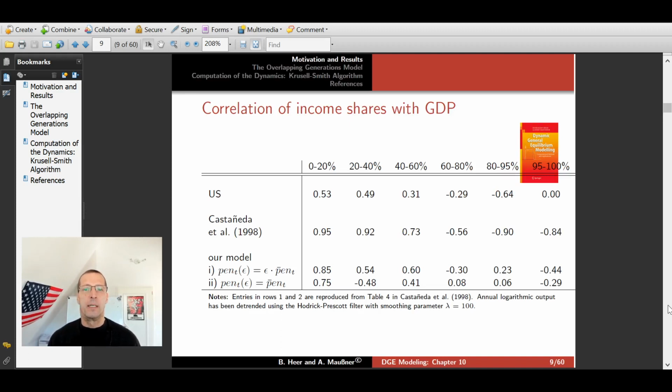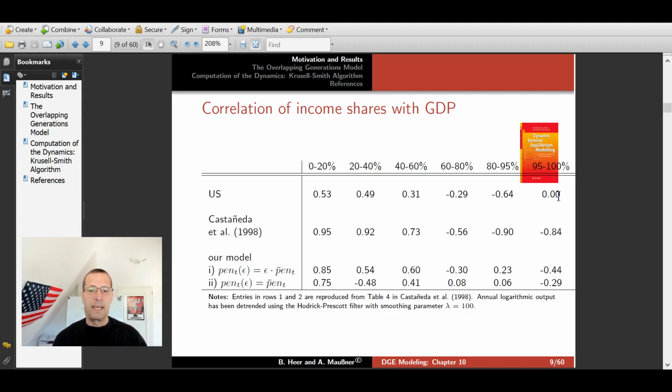Okay, so let me get to the cyclical properties of the income distribution in the United States. You find that the bottom 3 quintiles of the income distribution, the first 20%, the next 20%, and the third income quintile, are positively correlated with output, around 0.3 to 0.5. The next 2 quintiles are negatively correlated with output, while the top 5% of the income earners, their income share is non-cyclical.